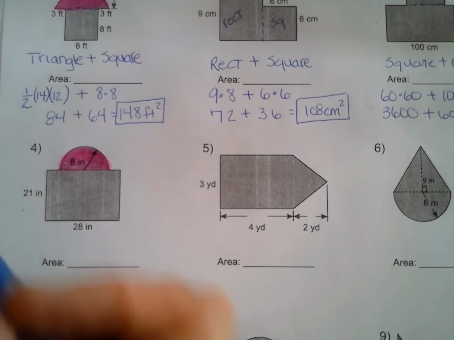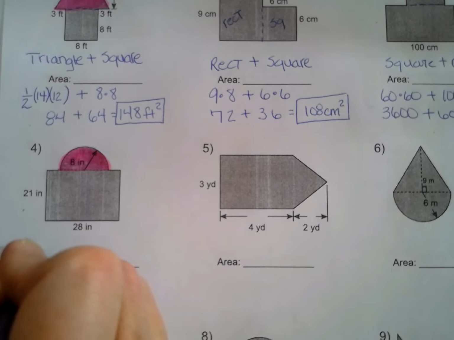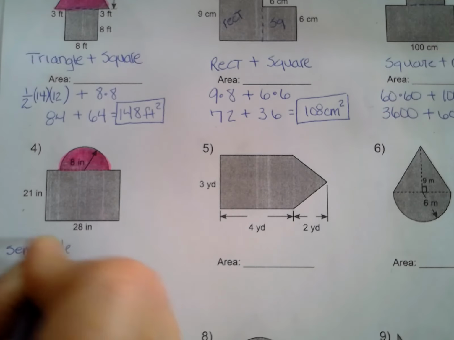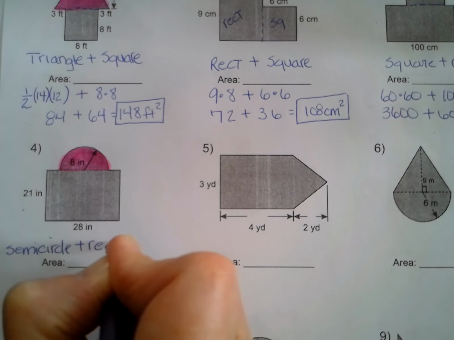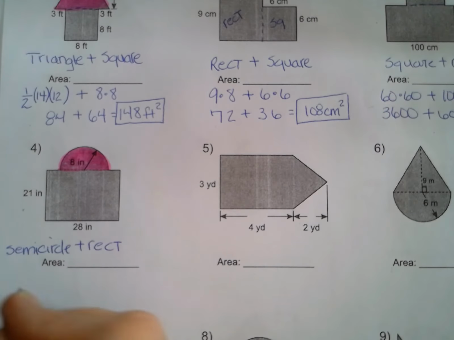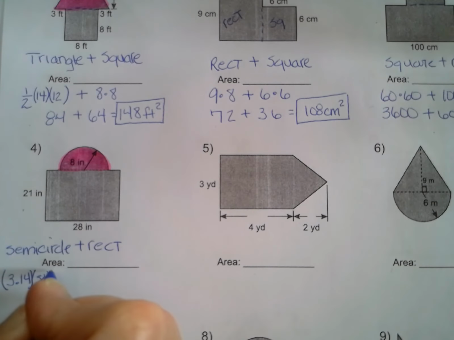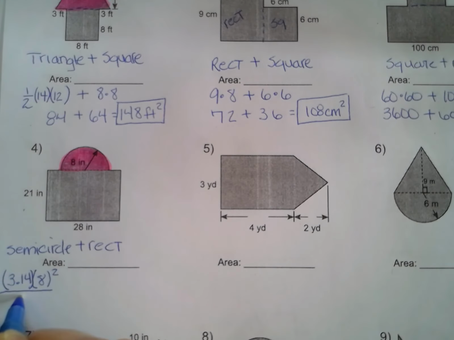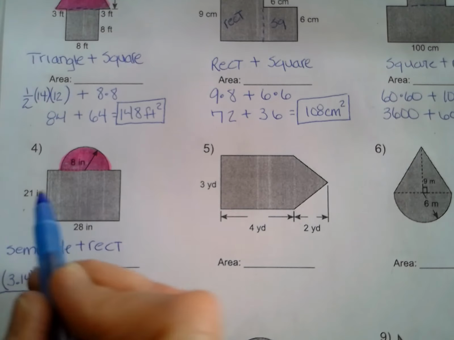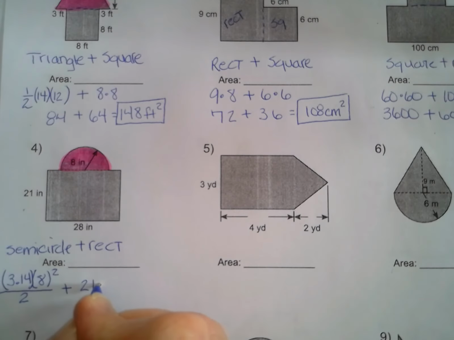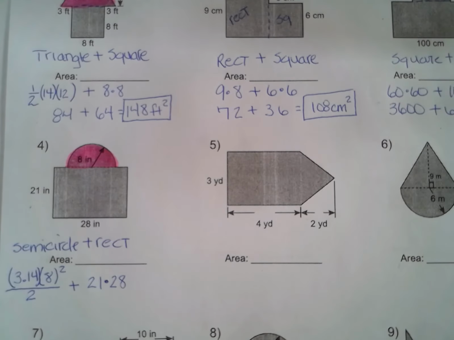and a rectangle. So we have a semicircle that's going to be added to a rectangle. Formula for the semicircle is pi, which is 3.14, times the radius, and the radius is 8, squared, and then because it's only half a circle, we're going to divide by 2. Now we need to add the area of our rectangle, which is 21 times 28. All right. And please put this in the calculator and make sure that you can get the right answer.